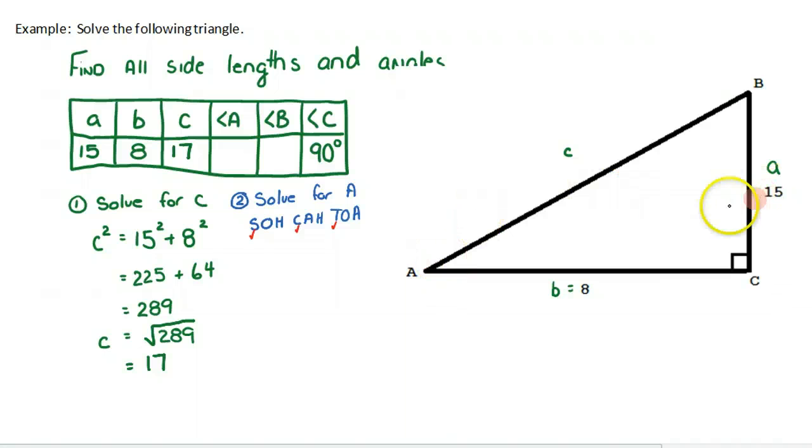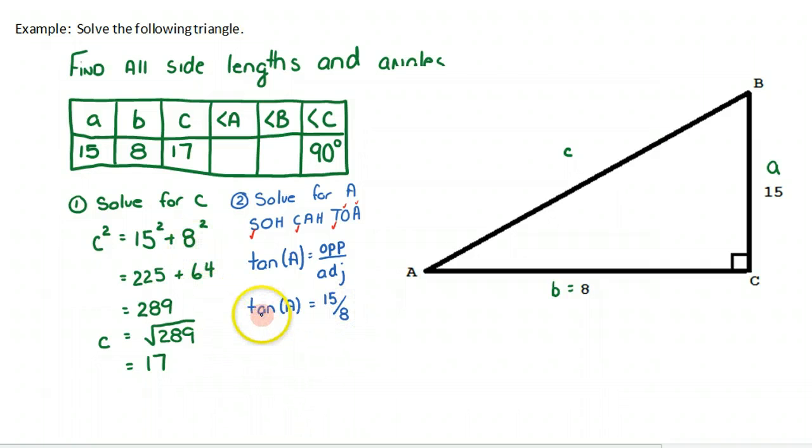It turns out now that I have all three sides of the triangle, so I can actually use any of these primary trig ratios. However, a strategy I recommend is, since you've been given the opposite and the adjacent with reference to A, I would recommend using tangent, because if by chance you made a mistake calculating c, that mistake won't carry into this calculation. So we know that tan of A is equal to the opposite over the adjacent. So tan of A is equal to the opposite, which is 15, divided by the adjacent, which is 8.